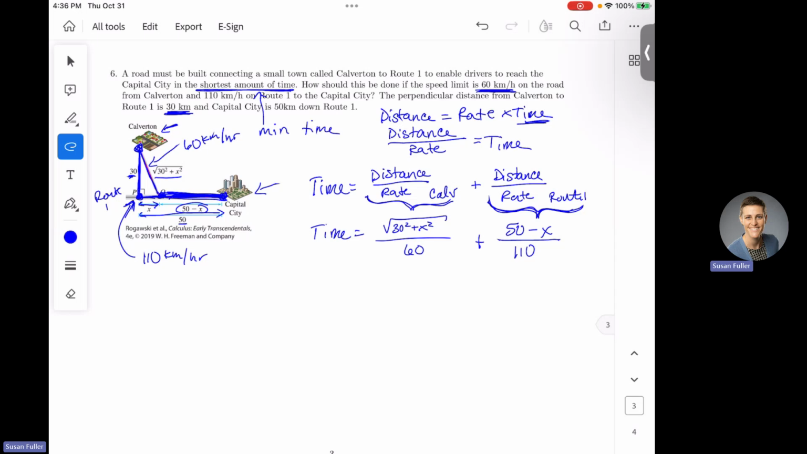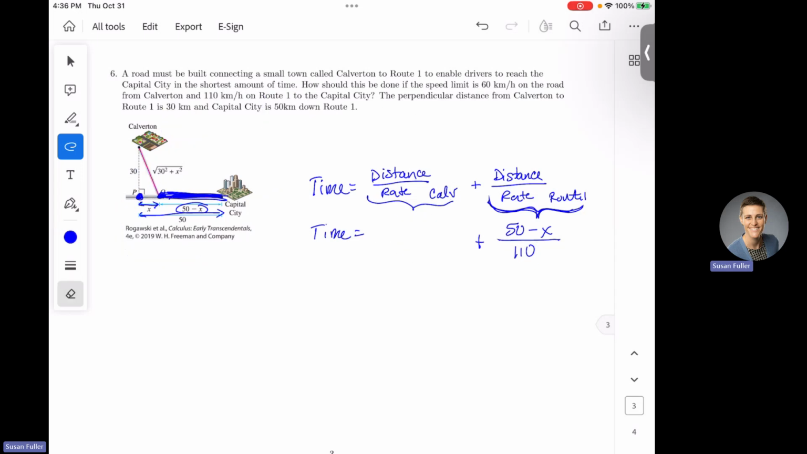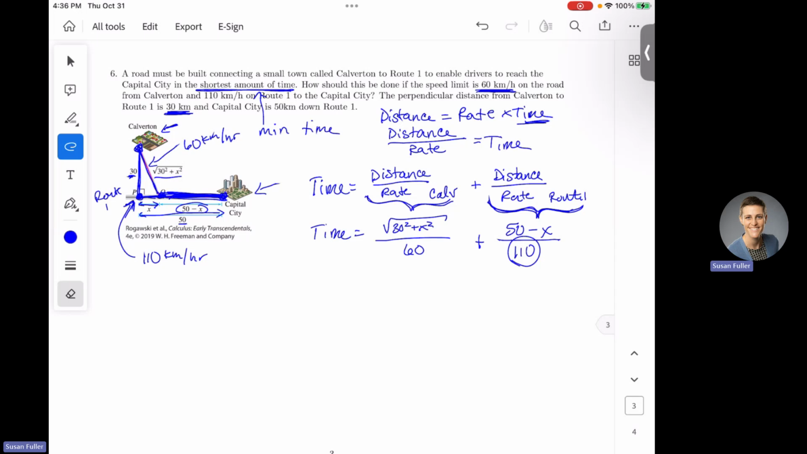Now, because we have fractions, you might be tempted to do the quotient rule on each of these, which you can. But notice that the denominators in both of these are just numbers, right? So I don't have to do the quotient rule on either of these because those aren't variables, they're numbers. So before I take the derivative, I'm going to think about this as 1 over 60, just a number, times the square root. And again, to do square roots, I'm going to write that as 30 squared, which is 900, plus x squared to the 1/2 power. Because we'll have to do the chain rule to take the derivative of this.